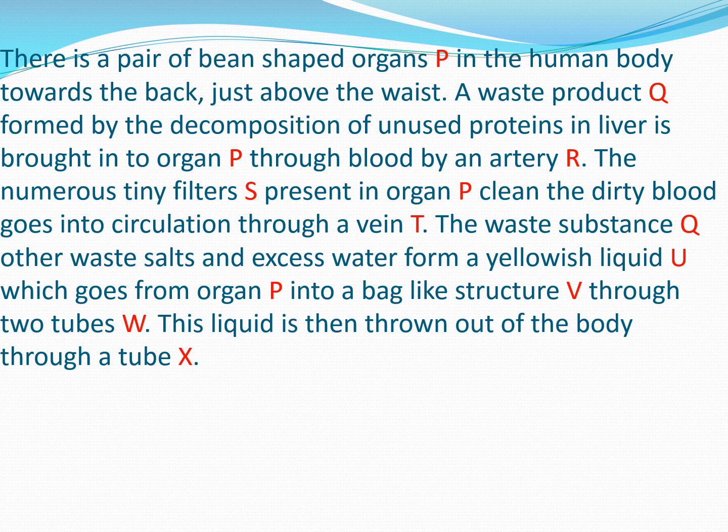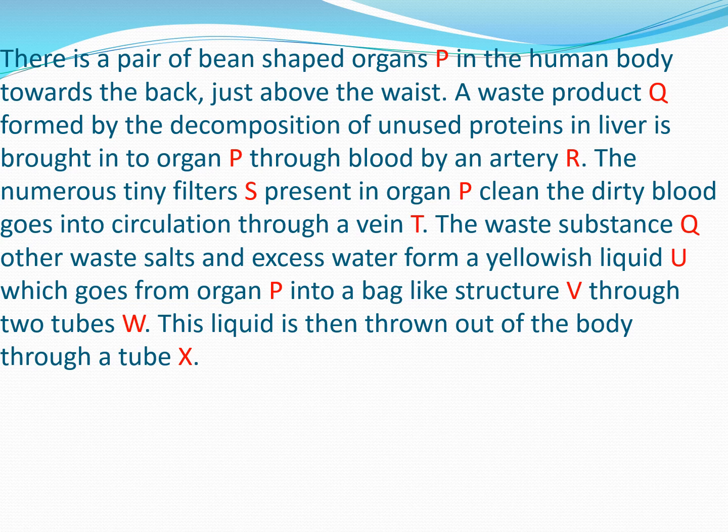In other terms, other than nephron, we can also consider renal arterioles which are present in glomerulus. Okay, right? That is the place where the process of filtration is seen. So that's why we can use the word renal arterioles in glomerulus or nephrons. So yes, nephrons. So the numerous tiny filters called nephrons present in organ kidney clean the dirty blood, which goes into circulation through a vein T. So a blood vessel which is coming out of the kidney is a renal vein. So T is a renal vein.